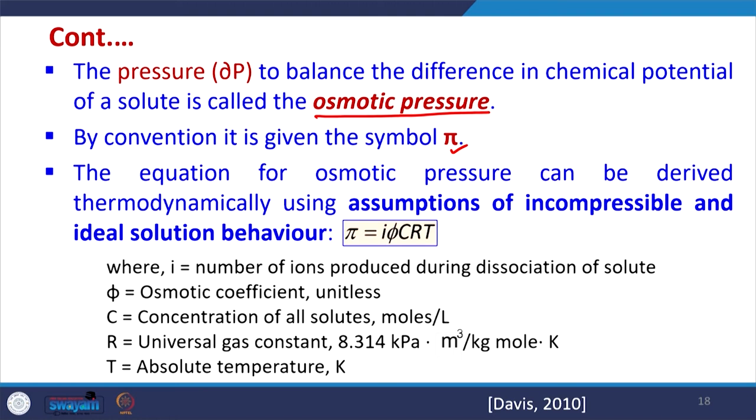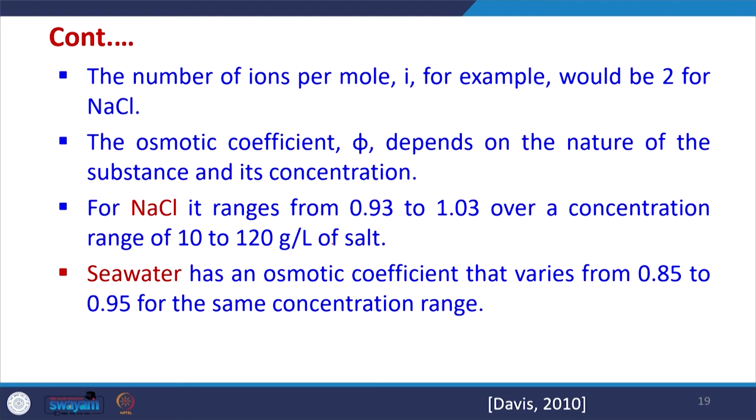Now, the equation for osmotic pressure can be derived thermodynamically using assumptions of incompressible or ideal solution behavior, and under that condition it is given by pi equals i psi CRT, where psi is the osmotic coefficient, which is dimensionless, C is the concentration of all solutes, R is the universal gas constant, T is the temperature, and i is the number of ions produced during dissociation of the solute. Through this we can find the osmotic pressure. Here some examples are given: the number of ions per mole, i, would be 2 for NaCl.